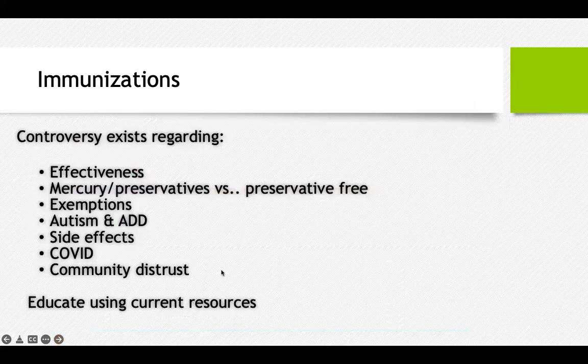Okay, so obviously there's controversy in terms of immunizations regarding effectiveness, mercury preservatives versus preservative-free, exemptions. You do get people who claim religious exemptions for immunizations for whatever reason that is. There is controversy that immunizations can cause autism and ADD. Not solid proof, but there is definitely research out there. Obviously, there's side effects, as there is with any kind of drug. COVID immunizations are still controversial because they're so new.